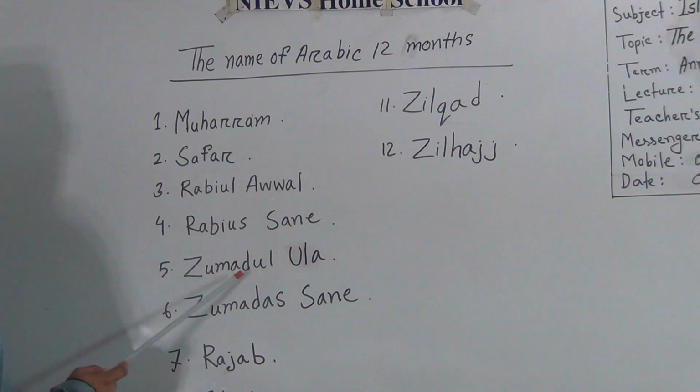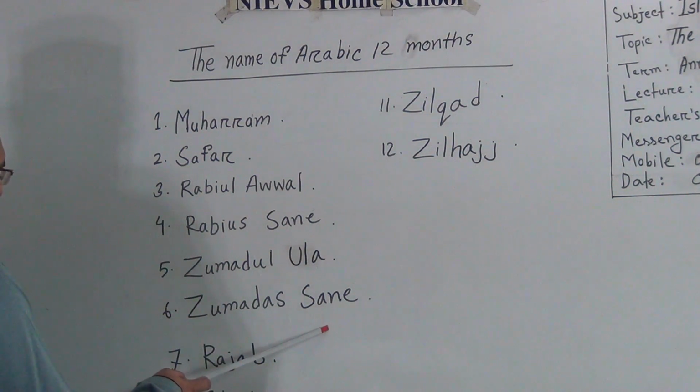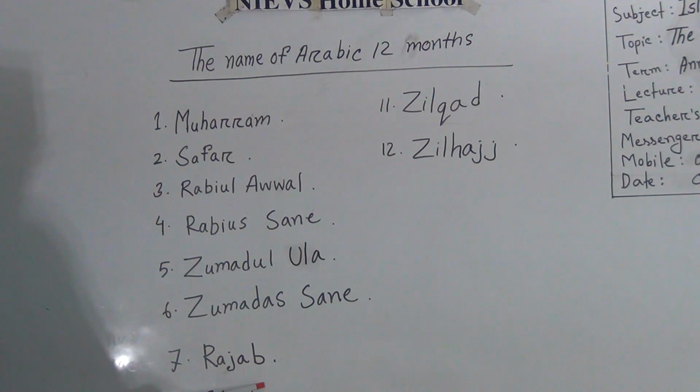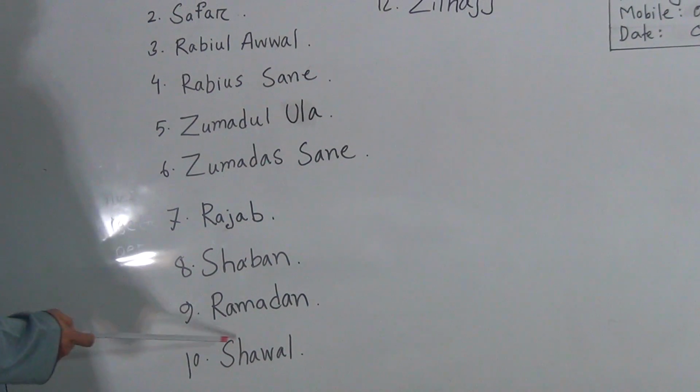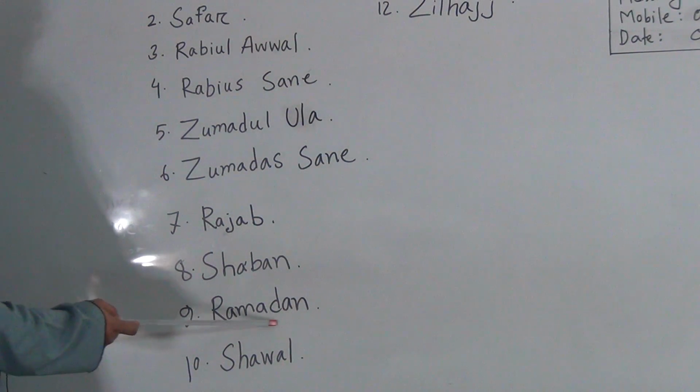Number 5, Jumad al-Ula. Number 6, Jumad al-Sani. Number 7, Rajab. Number 8, Shaban. Number 9, Ramadan.